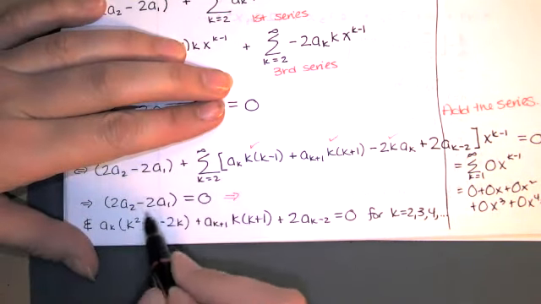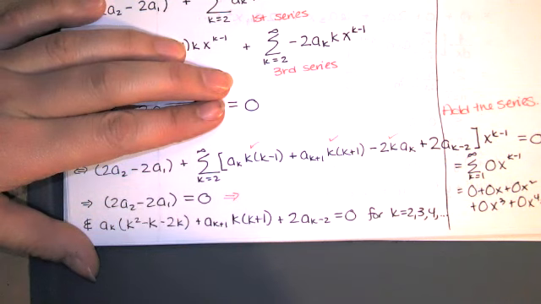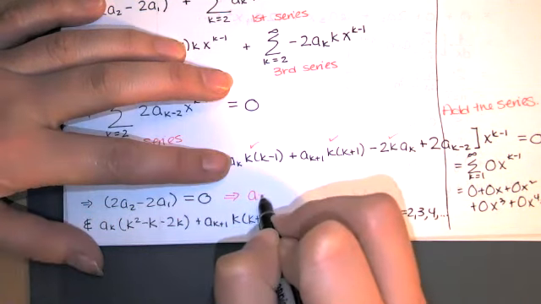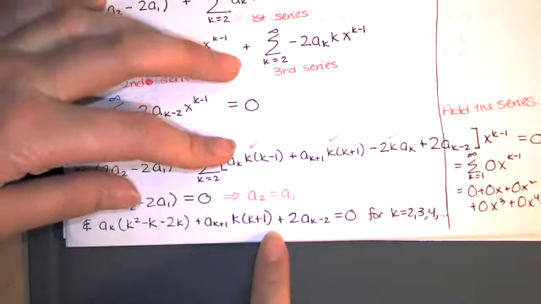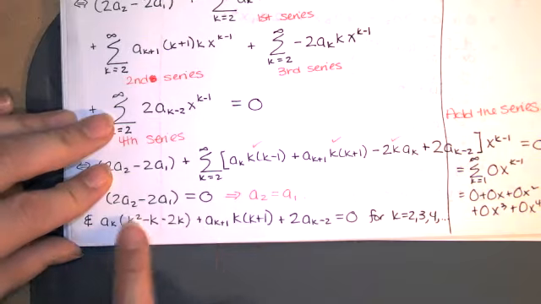Now on this one, it's pretty easy. If you just add the 2 times a sub 1 to both sides and then divide by 2, you get a sub 2 is equal to a sub 1. And then this one is going to take a little bit more algebraic manipulation, so I will do that on the next page.